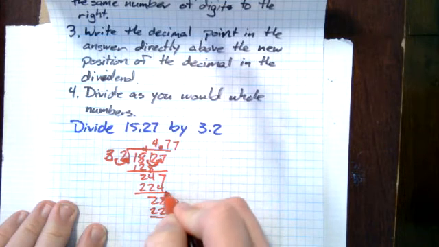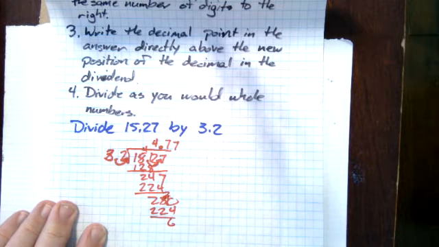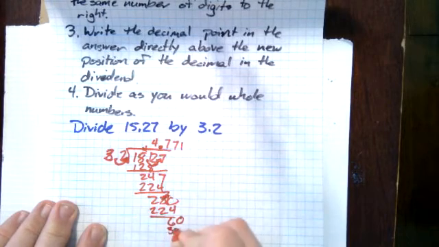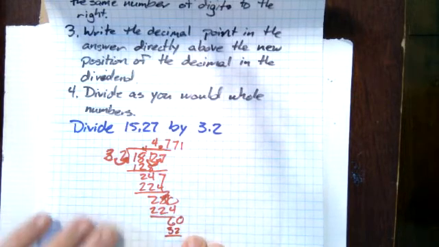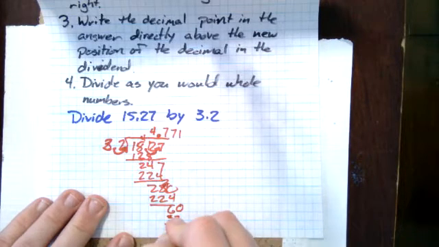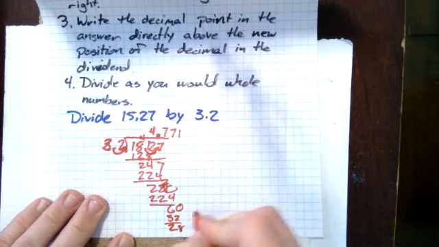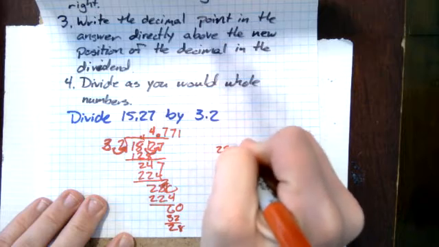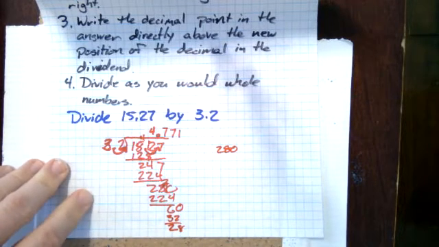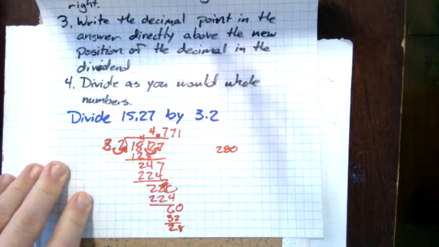Subtract. We get 6, bring down another 0. 32 goes into 60 once. 1 times 32 is 32. That's going to be a difference of 28. So 280. 32 goes into 280. That'll be 8 times.